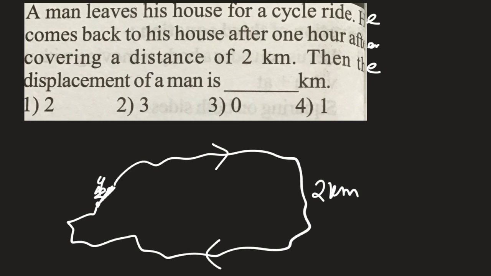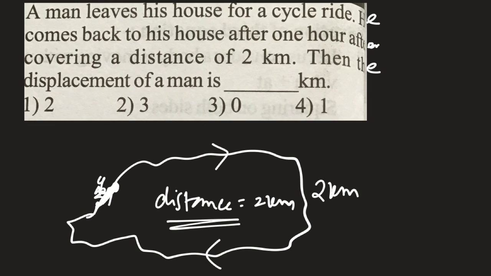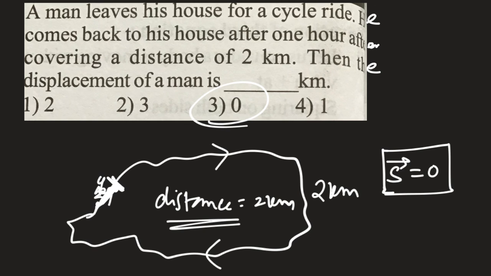But he is asking about displacement here. First of all, distance is 2 kilometers. It's directly given in the question. Displacement means what? He started from here, then he came back to the same place. It means his displacement is 0, because he started from some place and then again came back to the same place. So that's the reason his displacement is going to be 0, and the answer will be option 3.